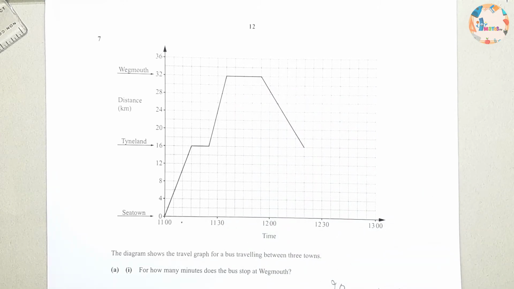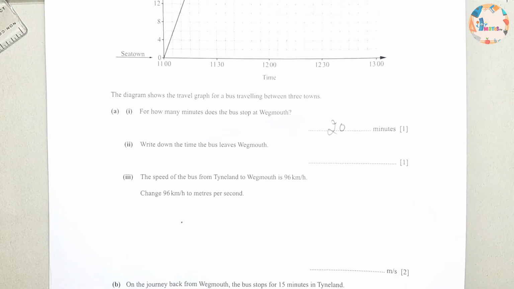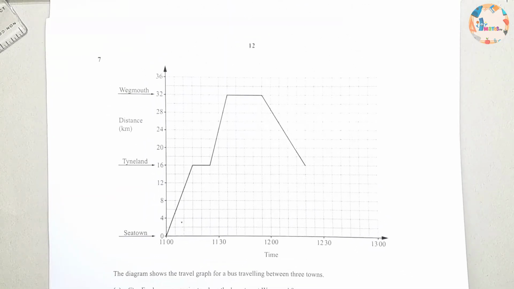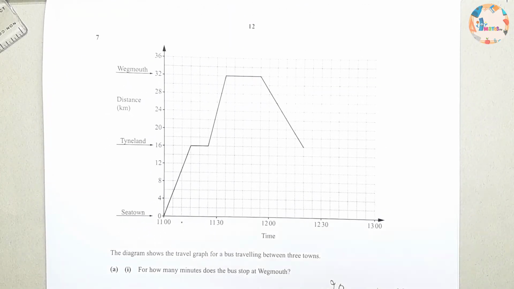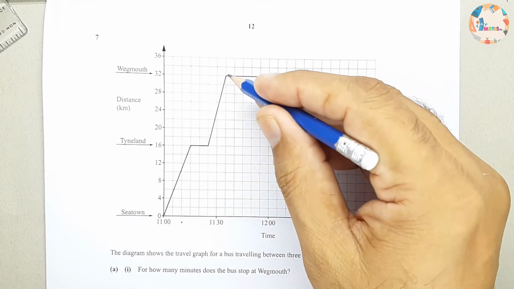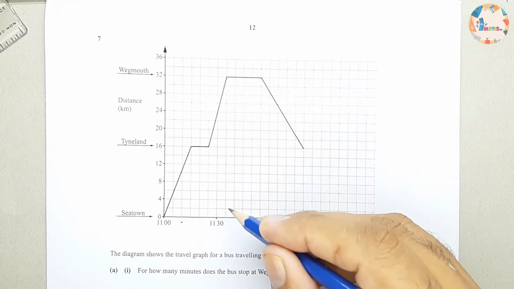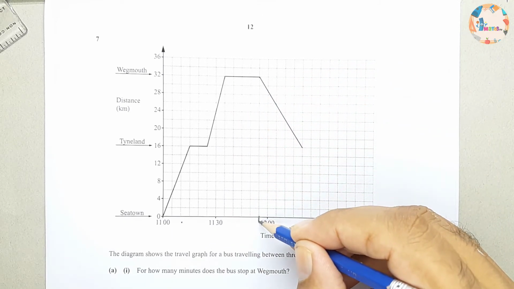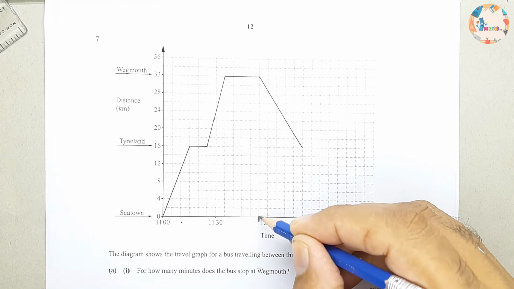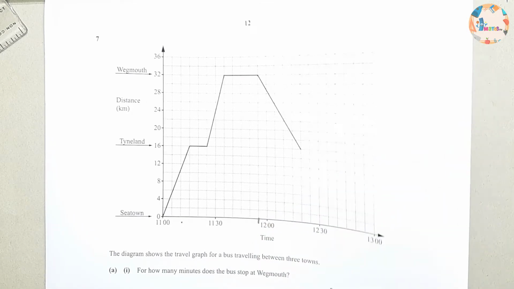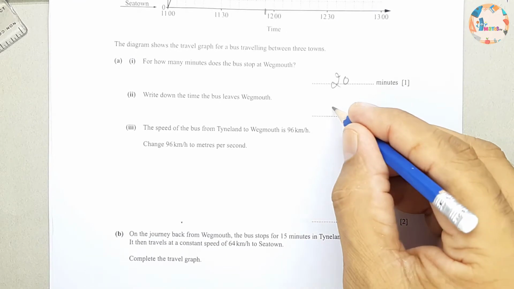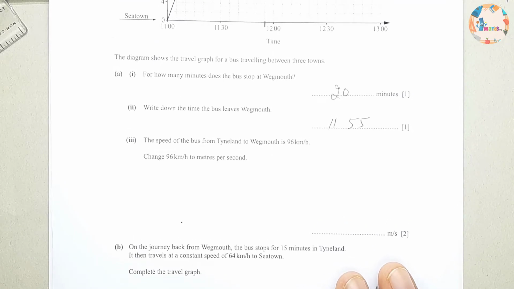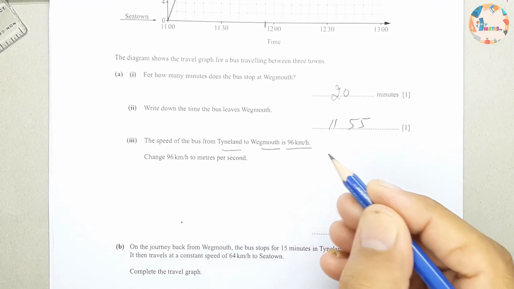Then this will be 20 minutes. Second part, write down the time the bus leaves Wegmouth. So the bus leaves Wegmouth at this point, and this point, if we check, will be basically leaving is this one. So at this location, this will be 5 minutes lesser than 12, which will be 11:55. So we can write here 11:55.